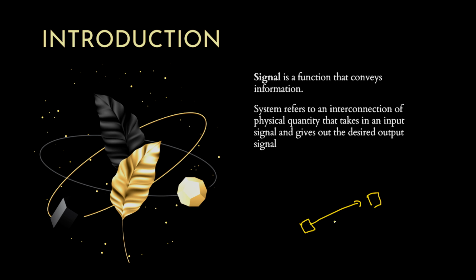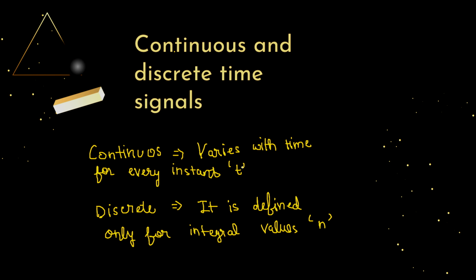And a system is basically an interconnection of physical quantities that performs certain operations on an input signal and gives us the output signal as we desire. Now, what operation the system performs on the signal depends on how we model the system, I mean, it depends on what type of output we desire. So now, there are two types of signals, which are continuous and discrete.